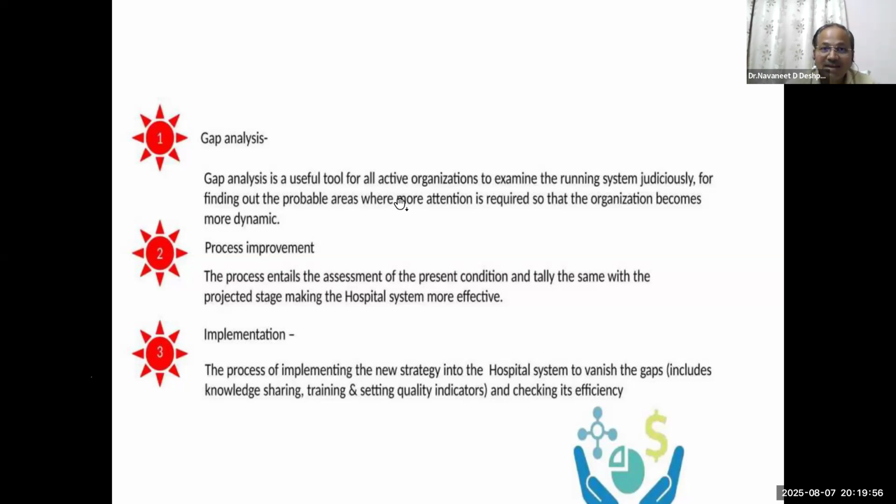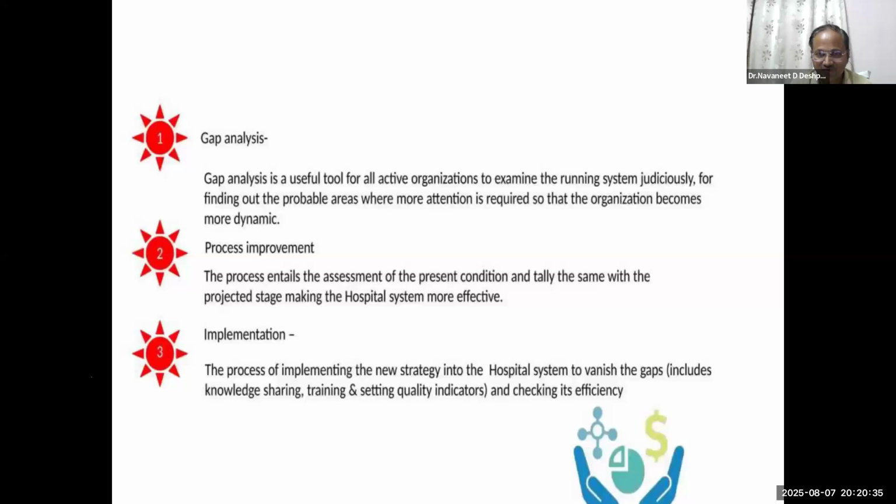For finding out the probable areas which require more attention, so that the organization becomes more dynamic, to self-sustain and become self-reliant without taking assistance from other organizations, because each and every doctor knows each other. The doctor comes for only a short span of time, let us say a specific number of hours, but he may have other duties. He will go to other hospitals and provide services there. So we should know where exactly things are left and where we are going to pick them from. So gap analysis is very crucial.